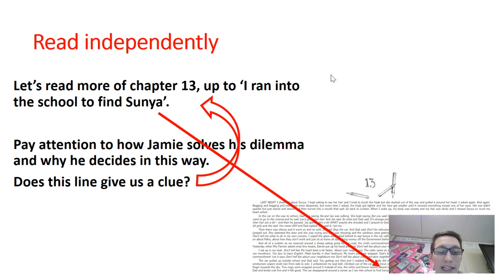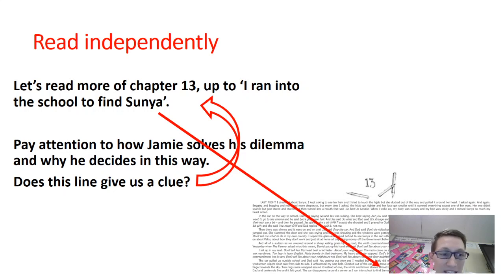Okay, so next we've got a little bit more reading of chapter 13. I'd like to continue reading chapter 13 up to "I ran into the school to find Sonia." And what I want you to do whilst you're reading that is pay attention really carefully, please, as to how Jamie solves his dilemma and why he decides in this way.